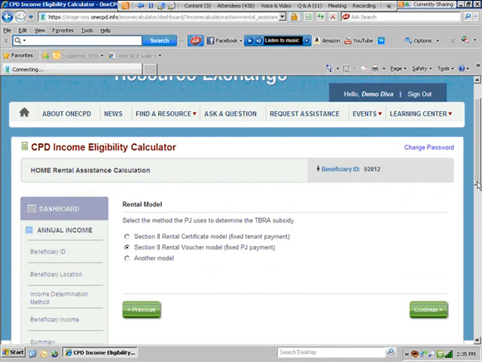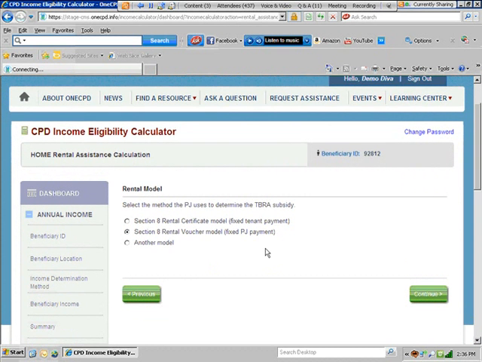Or there could be another model. But we're going to choose the voucher model and keep moving forward. In this scenario, the thing to keep in mind is that when it says PJ payment, PJ is used because that's participating jurisdiction for the HOME program. It is the same as the grantee.